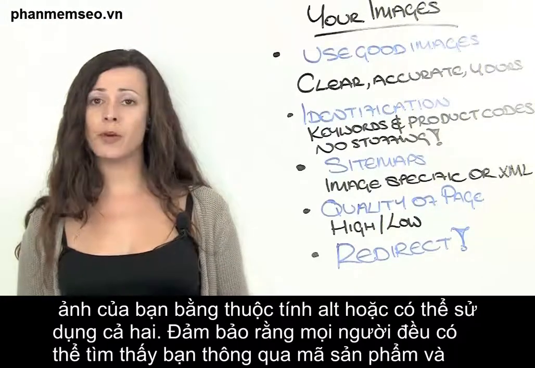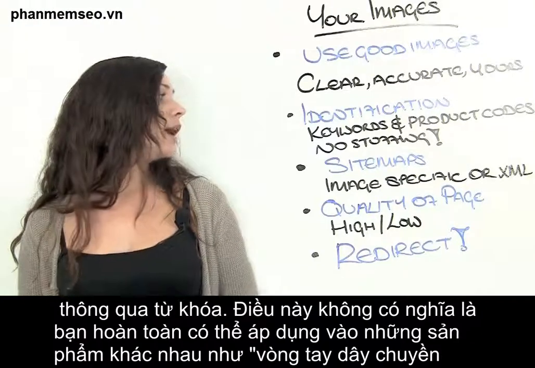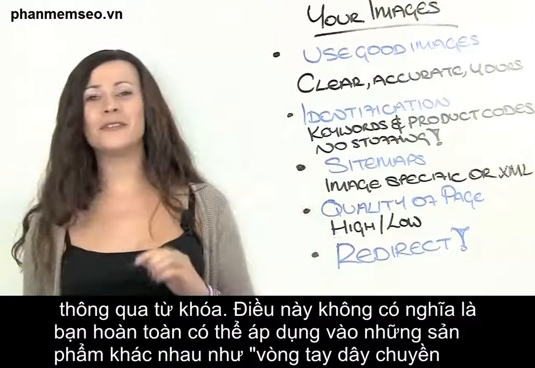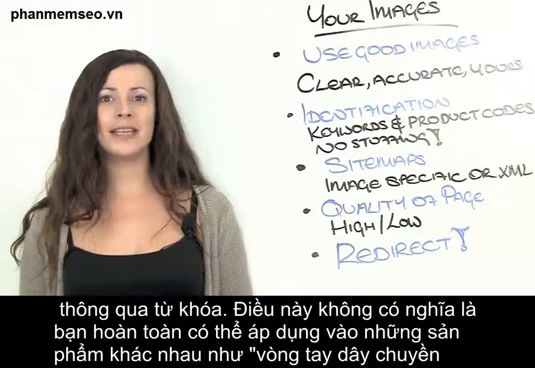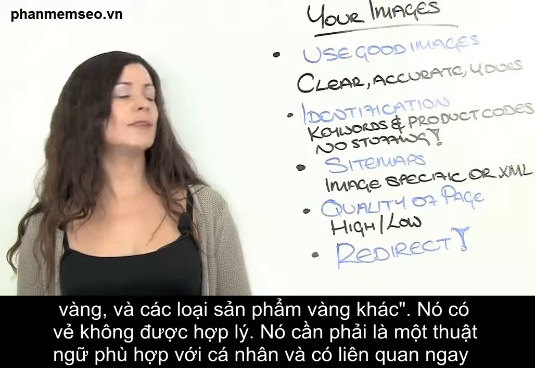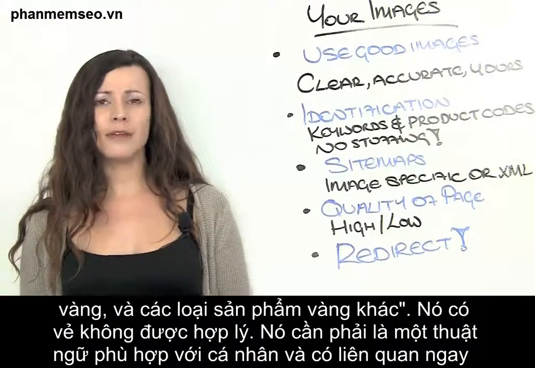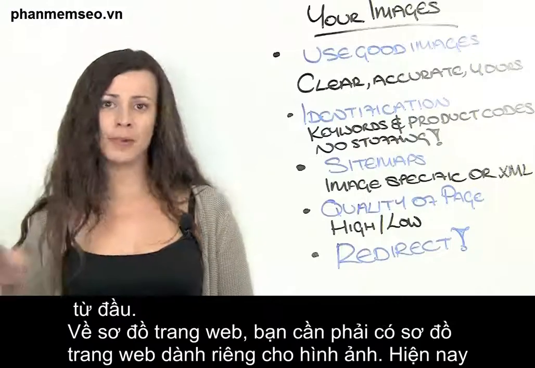Make sure that people who have the product code and people who are just using the keywords can both find you. That doesn't mean you get to stuff it. Don't just put loads of different possibilities in there, like gold necklace, gold bracelet, gold this, gold that, gold the other. It won't do any favours. It needs to be a nice, tailored, individual, very relevant term that follows right from the beginning right to the end.